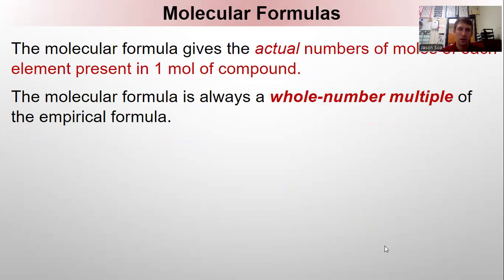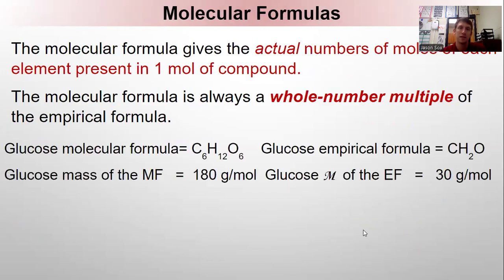Now, the molecular formula is a related but similar process. The molecular formula gives you the actual chemical formula for what the compound is. And again, that simple empirical formula, the most reduced form, is always going to be related to the actual chemical formula by some whole number multiple.